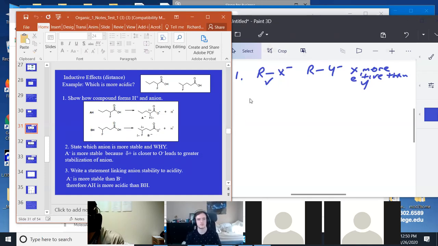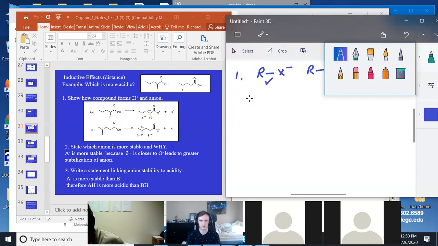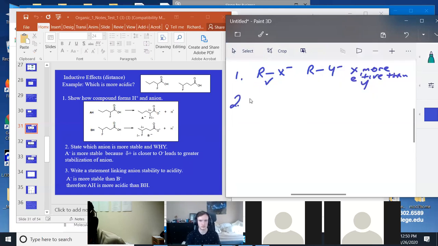All right, so the second scenario, number two. Ooh, did it again. I hate this thing. I wish I had a better drawing program. This one is awful. I like the one I have on my Mac. This one I'm not so fond of.